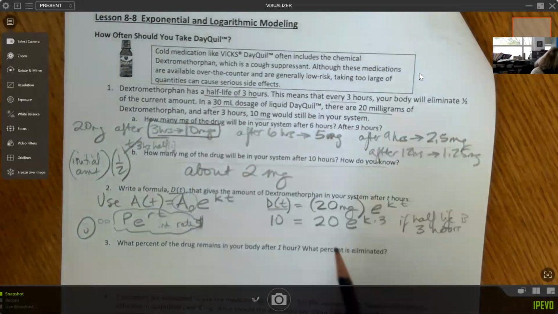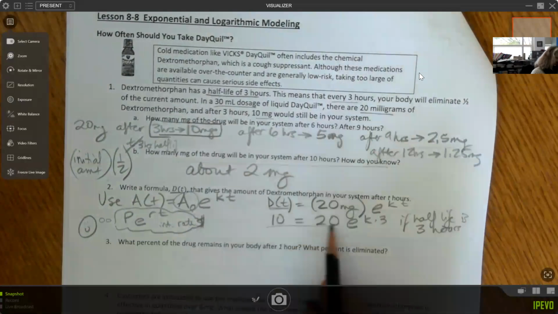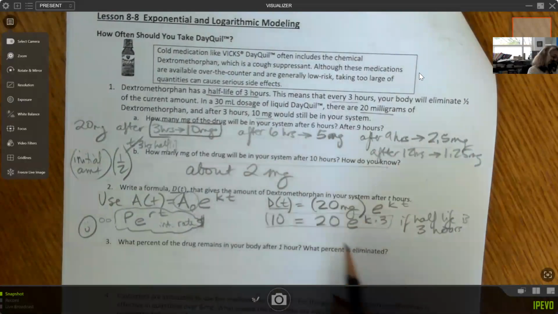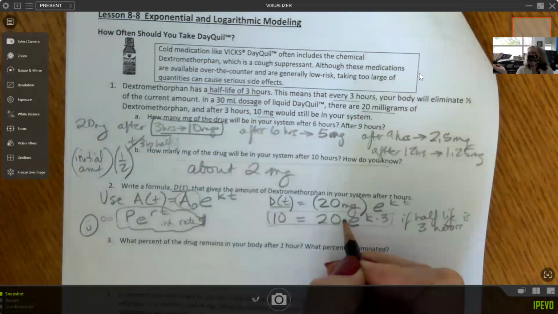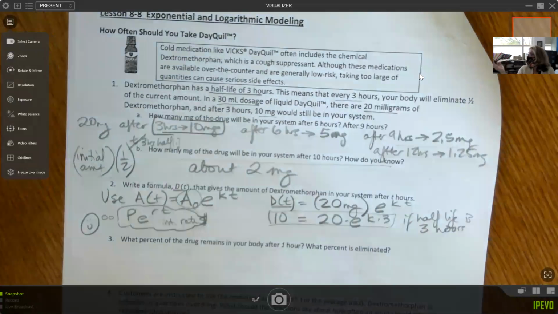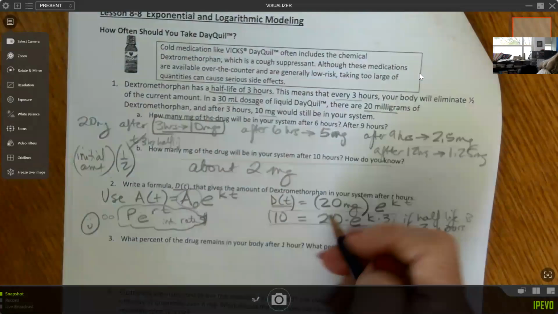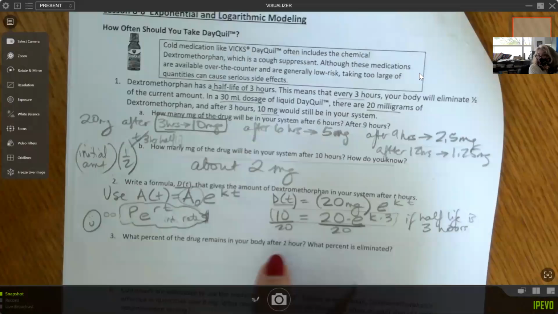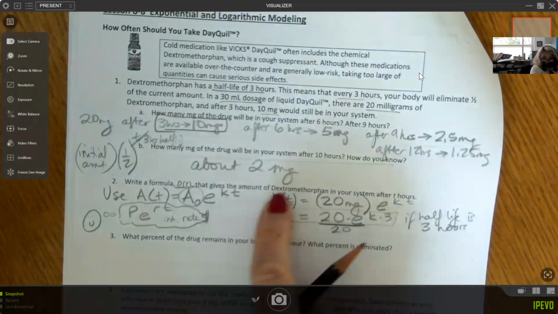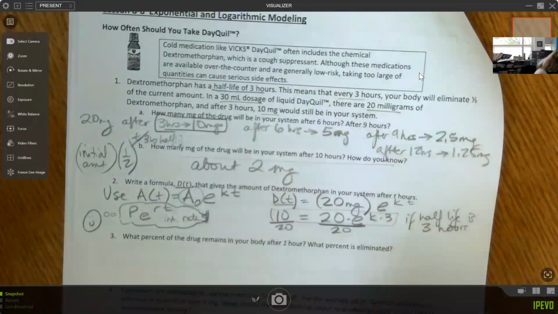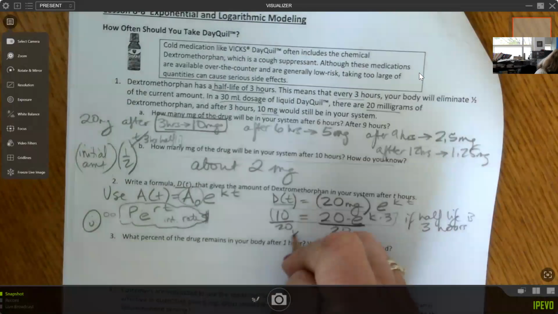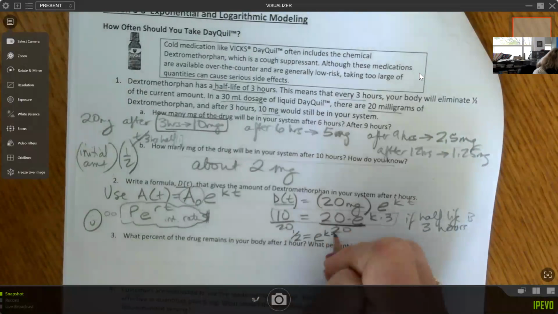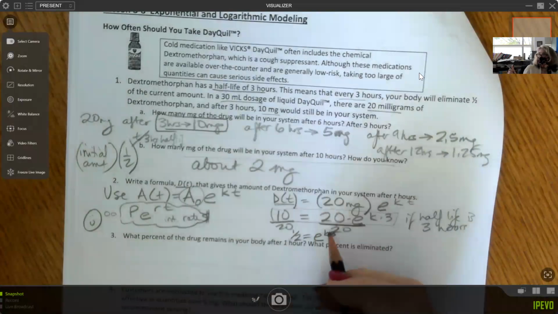Because when I look at this and I am supposed to solve for K, the first thing I'm going to do, you don't have to, but I think it helps if you put that little dot in there to remind you that if I want to get that e to the k3 by itself, the first thing I do is I divide both sides by 20. And for all these half-life problems, you're going to end up with one side of it being a half. Okay, so now I've got 1/2 equals e to the k times 3.